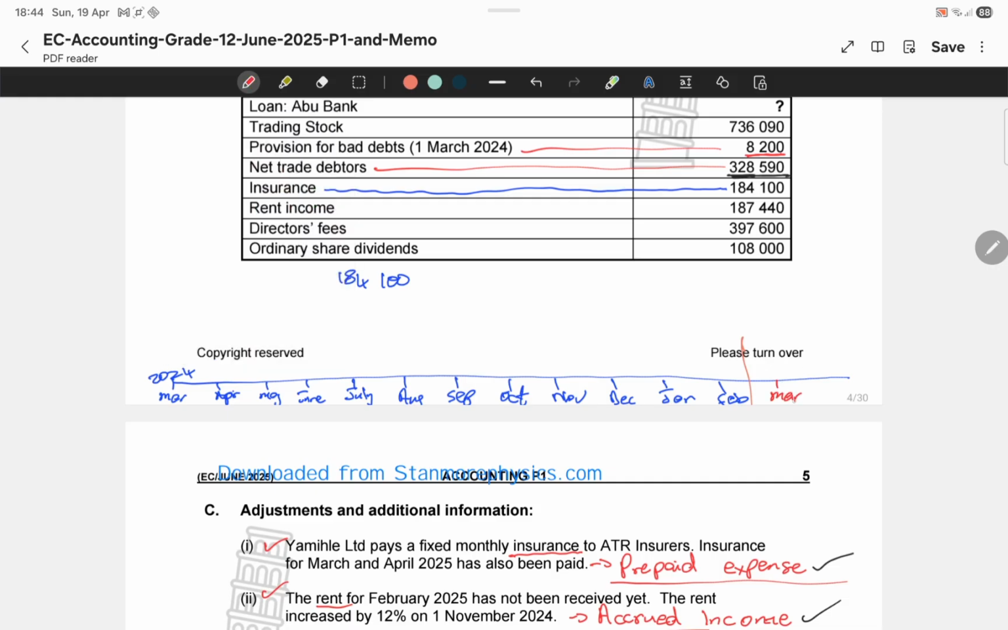March. This is 2025. Okay, this is from March 2025. It's no longer part of our year. But they said the insurance amount has been paid until April 2025, which includes March and April, 2 months. So it means this amount has been paid for 14 months, because it's our 12 months plus the 2 months they paid extra, which is 14 months.